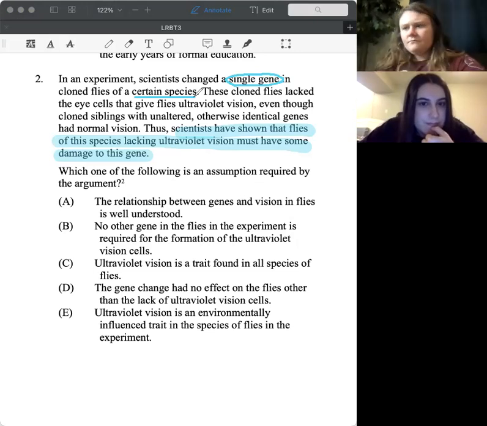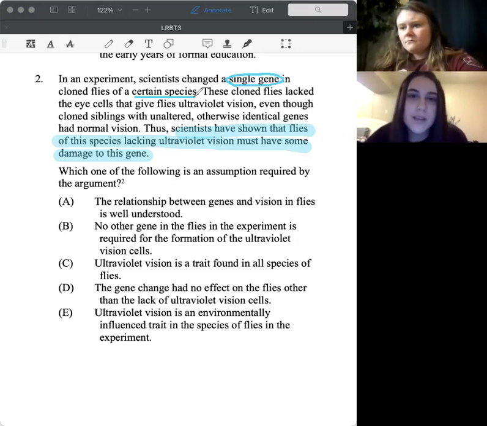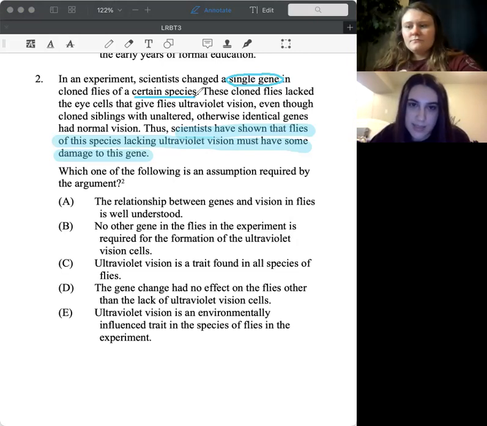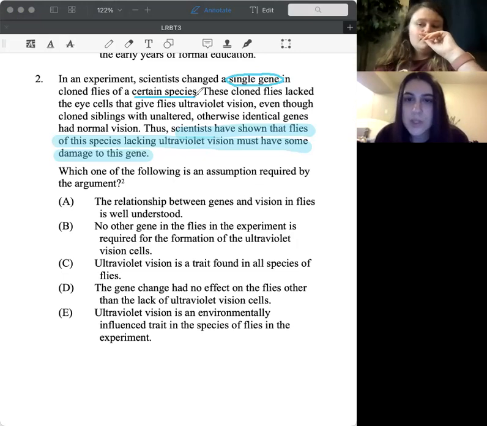So what is the flaw here? The flaw is it doesn't have to necessarily be damage. So wait, sorry, actually I'm confused. They changed the gene in the cloned flies, and then what happened in the cloned flies? They lacked eye cells that gave them ultraviolet vision, so they didn't have it. And so the scientists showed that flies of this species that lack ultraviolet vision must have had damage to that specific gene? No, why not? It doesn't have to be damage. Couldn't it be something else?